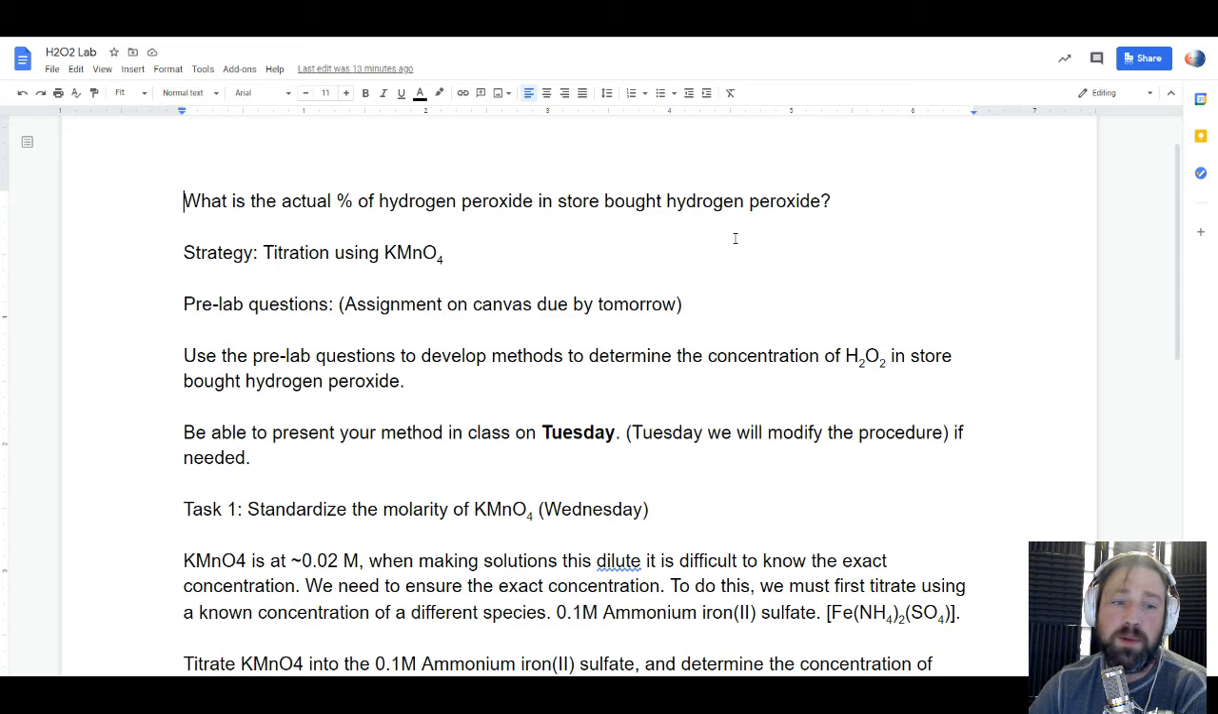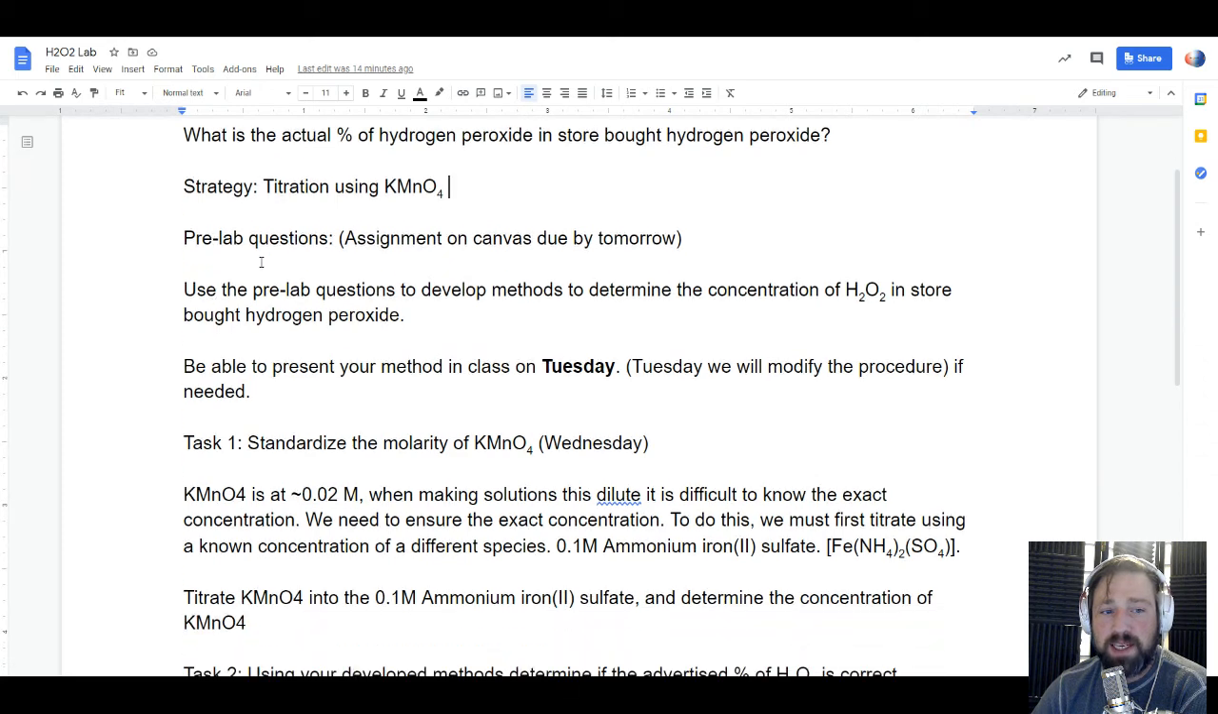The way we're going to be doing it is with titrations. Titrations are what we're going to use to determine this. And we're going to be using potassium permanganate to titrate. So, if you are unfamiliar with titrations and you don't know what's going on, you might want to go back and look that up again. I have videos on titrations. So go back and familiarize yourself with titration.